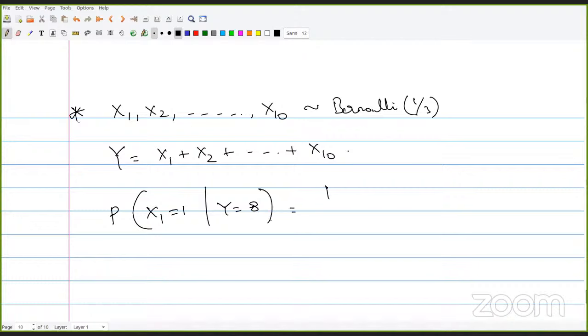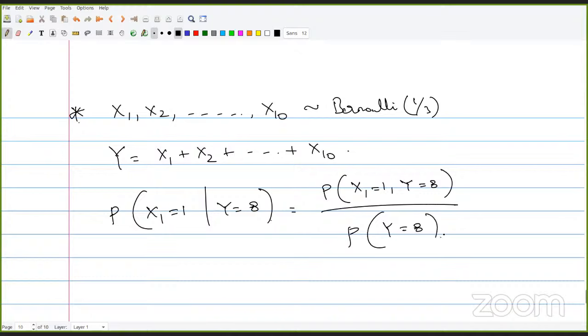Okay. For this, we need to find two things: the probability that X1 is equal to 1 and Y is equal to 8, and the probability that Y is equal to 8. So what does Y follow? Binomial 10, 1 by 3. If it follows binomial 10, 1 by 3, what is the probability that Y takes 8? 10 choose 8, 1 by 3 to the power 8, 2 by 3 to the power 2.